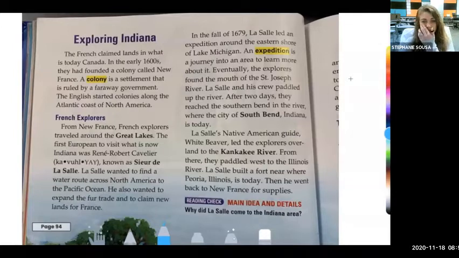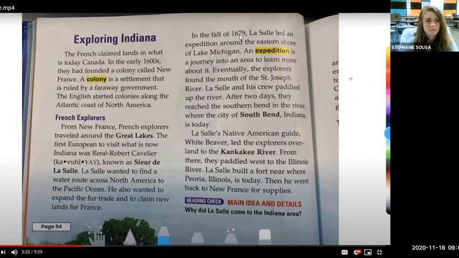French explorers. From New France, French explorers traveled around the Great Lakes. The first European to visit what is now Indiana was René Robert Cavelier, known as Sieur de La Salle. Everyone say La Salle. La Salle. La Salle wanted to find a water route across North America to the Pacific Ocean. He also wanted to expand the fur trade and to claim new lands for France.